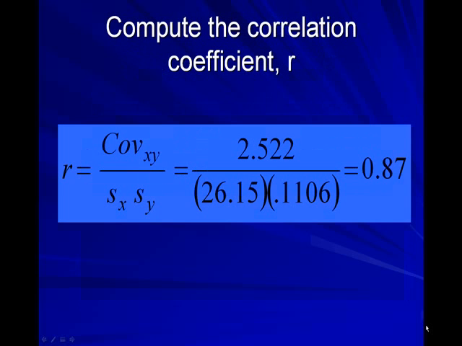Then I can calculate the correlation coefficient by taking the covariance and dividing that by the product of the two standard deviations, and end up with a correlation coefficient of 0.87, a strong positive correlation.